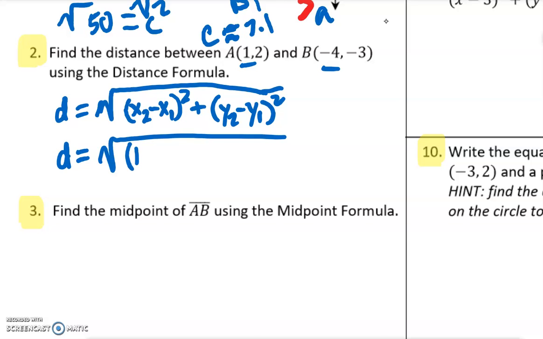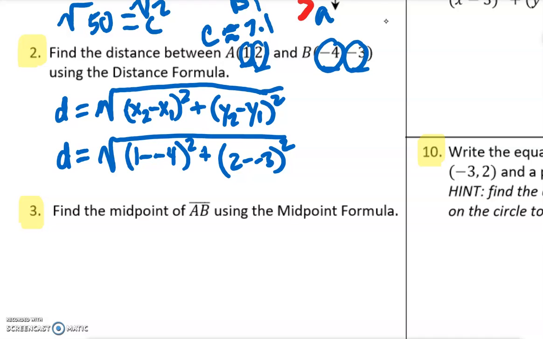So I'm going to write 1 subtract negative 4 squared plus, we're going to do the same thing with the y values, which are 2 and negative 3. So I'm going to say 2 subtract negative 3 squared. Notice how I stayed in the same order, right? So 1 minus negative 4, 2 minus negative 3. We want to get in the habit of doing that, okay?